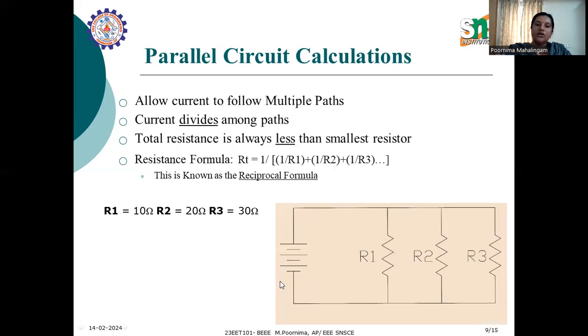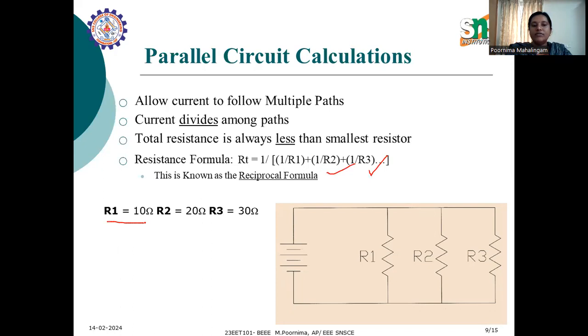Okay. Now coming to the parallel circuit. It allows multiple paths, the current divides among them, and the total resistance is less. So the RTH is equal to 1 divided by 1 by R1 plus 1 by R2 plus 1 by R3.